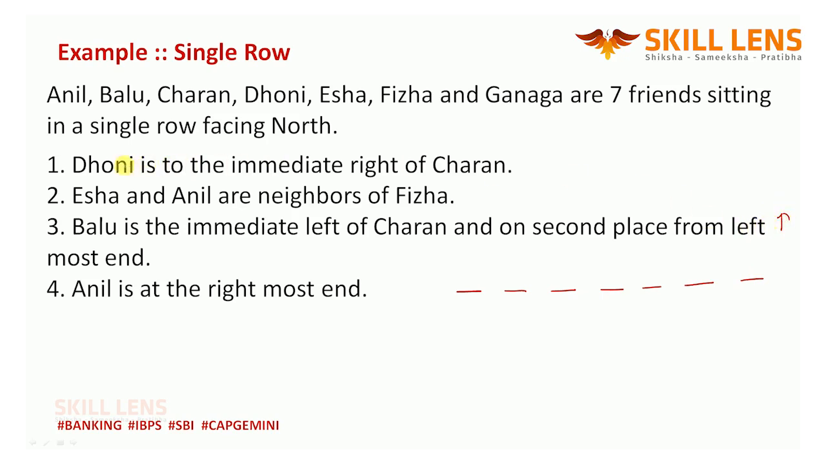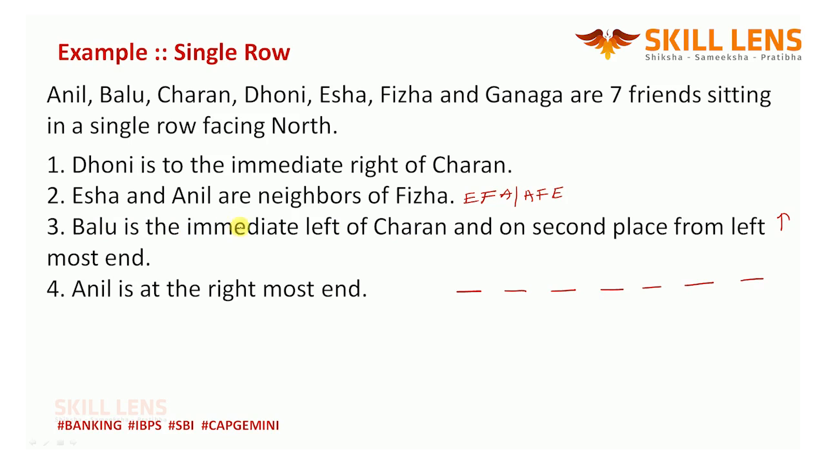Okay, Dhoni is to the immediate right of Charan. So D is to the immediate right of C. Where is D? Because a lot of possibilities you can encounter here, you can't place these two persons. E and A are neighbors of F. Okay, E and A are neighbors of F means what? So F is here, E is here, A is here. Or A is here, F is here, and E is going to be here. So two possibilities you can get.